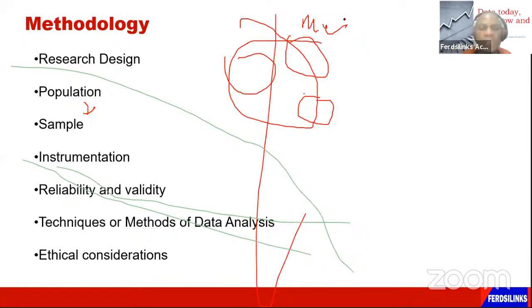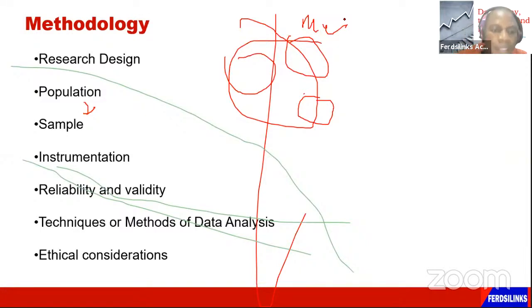But one of the most commonly used reliability techniques is internal consistency, where we use different analytical techniques like the Cronbach's alpha to calculate. You can use the Spearman-Brown, you can use the Guttman, and so on and so forth to check for that correlational relationship that exists between your variables. Unfortunately, we cannot go into details.